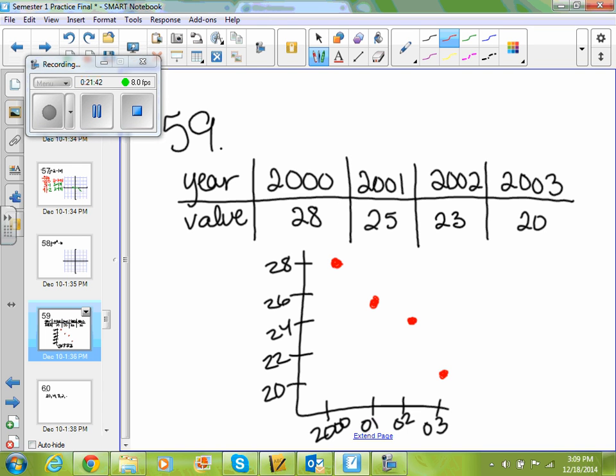Do I connect these points? No, you never connect scatter plot points. So you're never going to connect points on a scatter plot. But we do have to describe our correlation, and we learned 3 different types of correlation this semester. So Niles, what's one type of correlation that we learned?